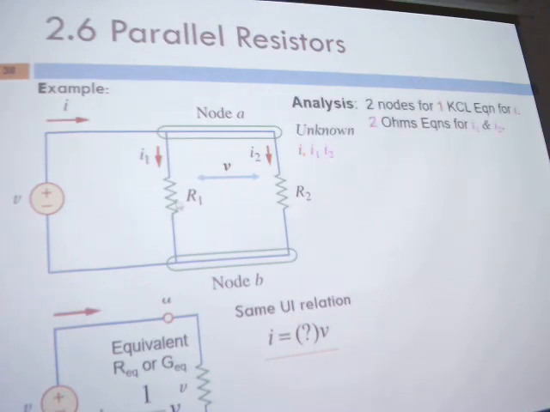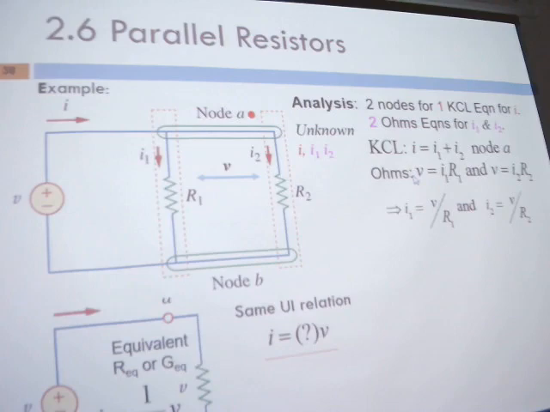We can analyze this one. Here we have two nodes, so one KCL equation. This one is node A, this one is node B. Choose one node as the reference node, and for another one we can write a KCL equation. Here we have three unknowns: I, I1 and I2. For the KCL equation for node A, the current inside is equal to the current outside. So our I equals I1 plus I2.